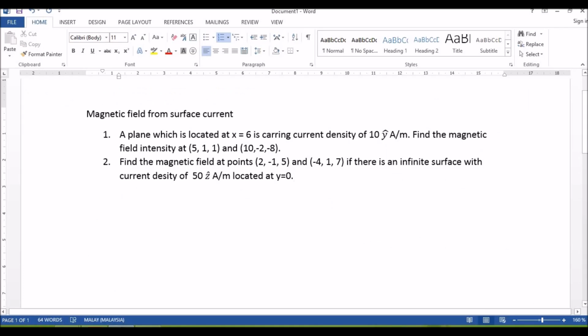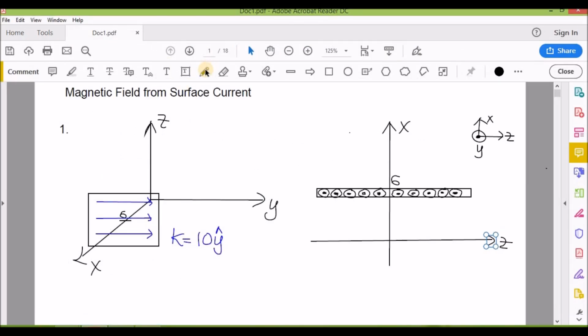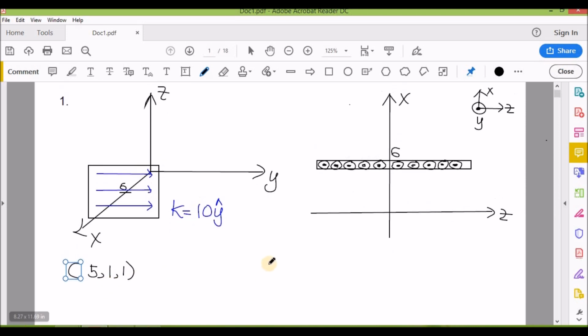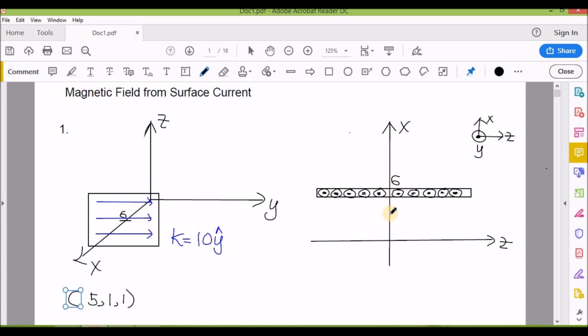Now let's look at the points where we want to know the magnetic field: (5, 1, 1) and (10, -2, -8). We go to (5, 1, 1) first. First of all, we have to look at where it is. You are not able to locate the y coordinate in this 2D diagram, so you can only look at the x and the z. The x is 5, maybe somewhere here, and the z is 1, so it is here. This will be your (5, 1, 1).